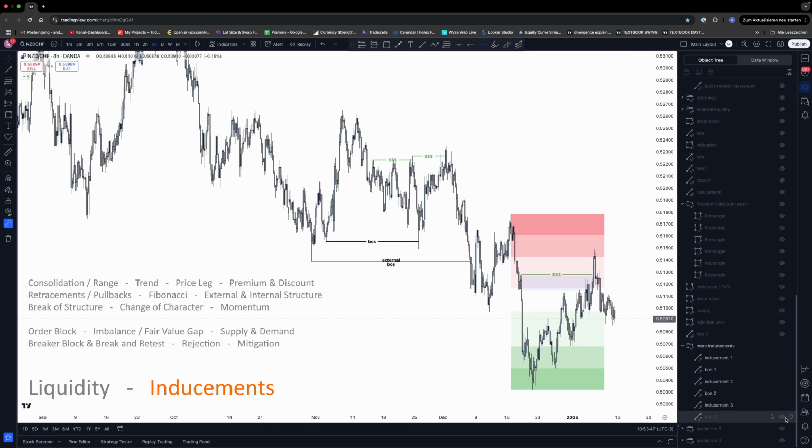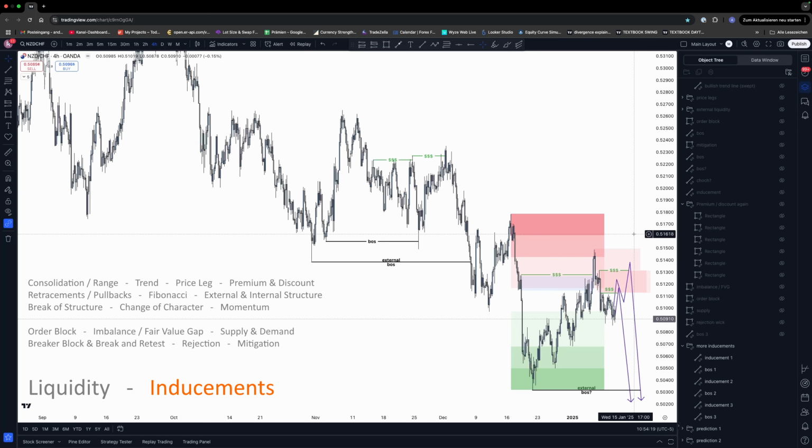And this is also why I think we're going to have this next external break of structure. And I have two predictions prepared here. This is the first one where we mitigate. We have another inducement sweep here internally, tapping into this first supply, and then we sell off. Or prediction number two is we come a little bit higher and have another inducement sweep of this first supply here and really go and get into proper premium pricing here and then sell off.